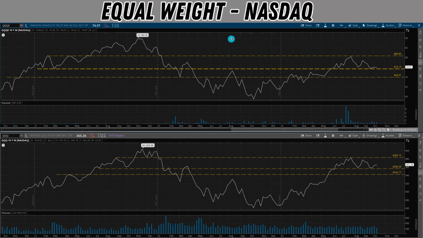Same thing here with the equal weight NASDAQ. We have the QQQE up here on top, and then we have QQQ. You can see that both of these are just continuing to bounce off of support. Of course, the equal weight looks a little bit weaker and could be trying to break through support here. Meanwhile, the actual NASDAQ looks a little bit stronger, saw a more significant bounce off of support, and is still in more of an uptrend. This one essentially finished the week positive, while the equal weight finished the week negative.